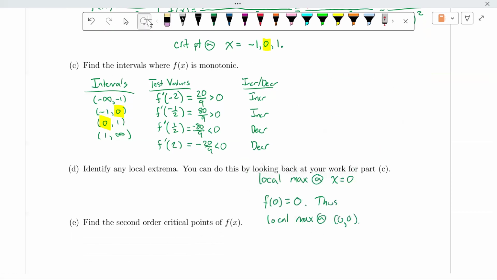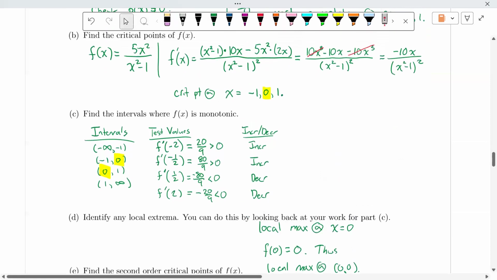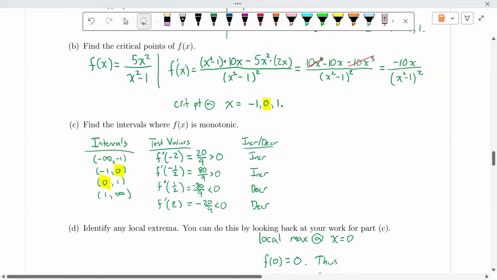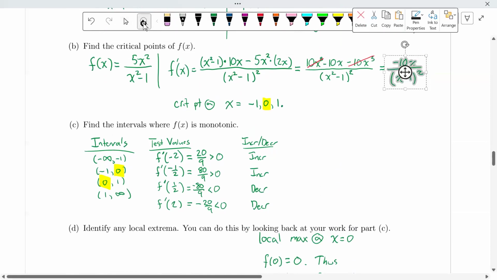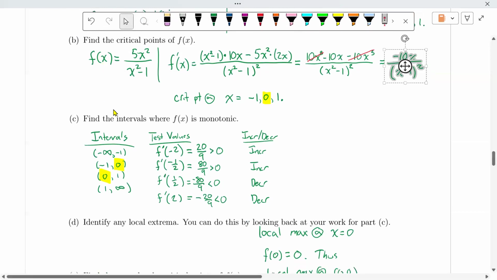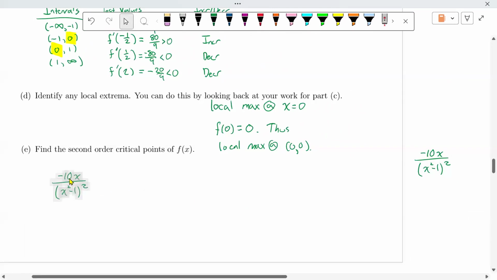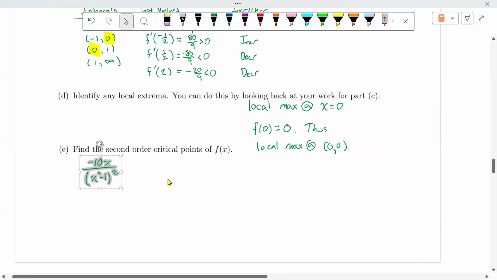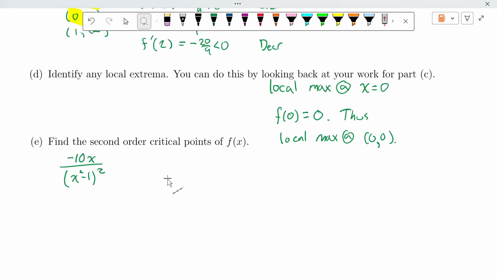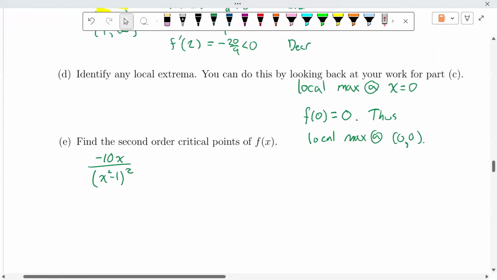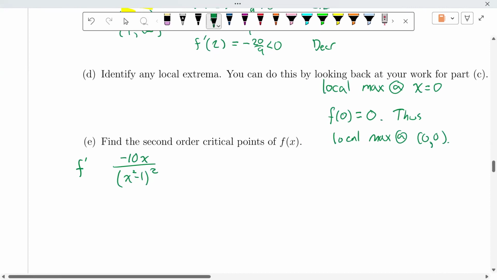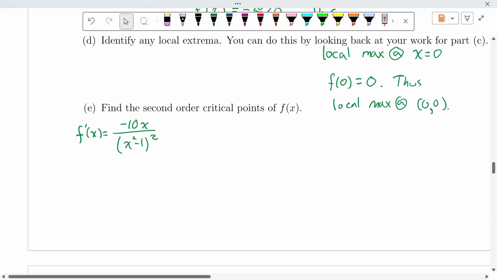All right, next up, I need to find my second order critical points, which means I now have the distinct privilege of differentiating that piece of work. Oh, no, that's not going to be fun, but we can do it, folks. I believe in us. We can do it. So this is f prime of x, and now I just need to do the quotient rule yet again. This one I definitely did not give enough room.